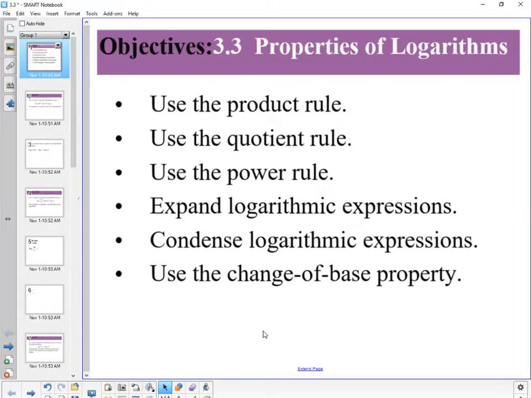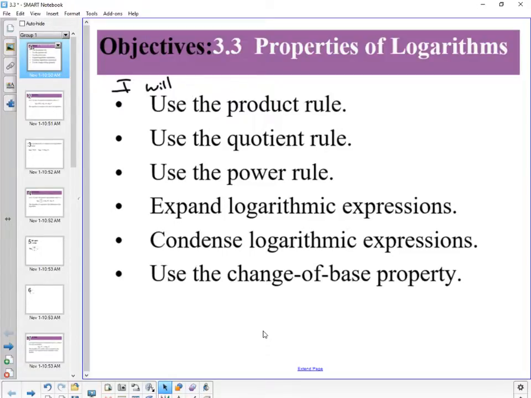So, objective 3.3, properties of logarithms. By the end of today, your focus is to know the properties of logarithms, how you can manipulate them and use them. You will use the product rule, the quotient rule, and the power rule for logarithms. Then you will be able to expand logarithmic expressions, condense them, and then we'll do the base change property, which is kind of cool. So we can definitely get into this today.